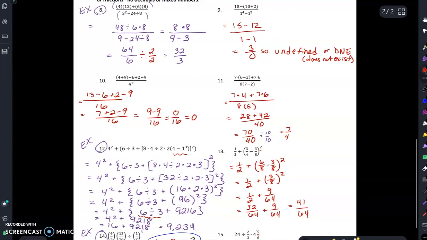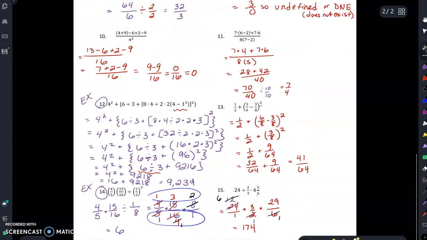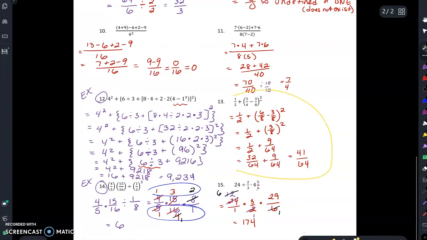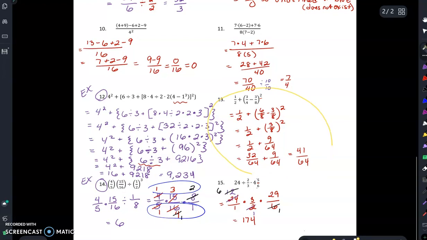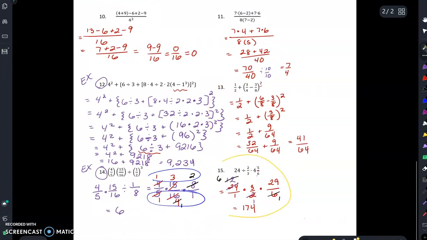Okay, so here's the last bit of the solutions. Number 9. You can pause the video and match them up. Number 10. Number 11. Number 13. And number 15. All right, that's it for this worksheet.